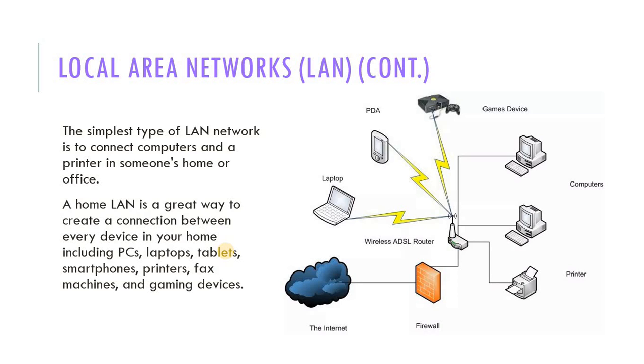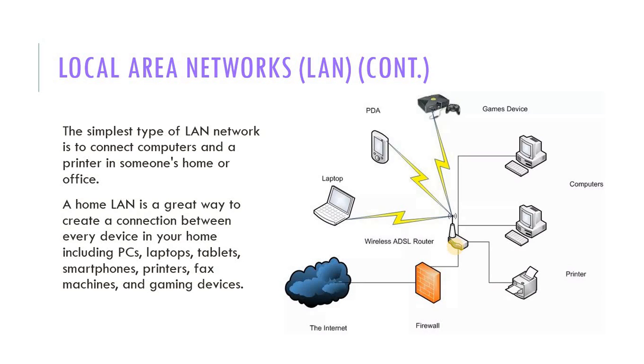As shown in the figure, there is only one router here, and multiple devices are connected with that one router. For example, one laptop, one phone, one gaming device, computers, and printers. So all those devices are connected with only one router. So this has become the local area network.